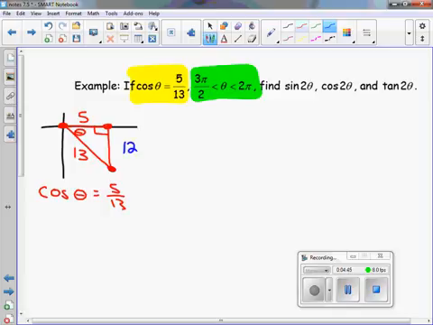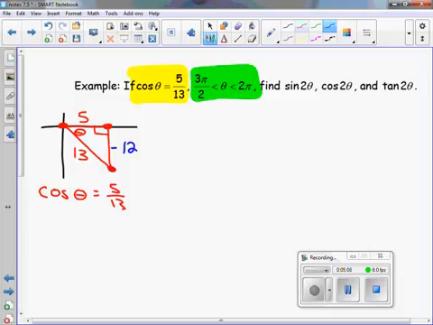No, since it is in quadrant 4, that y-coordinate will be negative. All right? Make sense? Now, with that in mind, we need to find the sine of 2 theta, the cosine of 2 theta, and the tangent of 2 theta. So we're going to use those double angle formulas. We're going to need to know the sine, the cosine, and the tangent. We need to know all three of those.